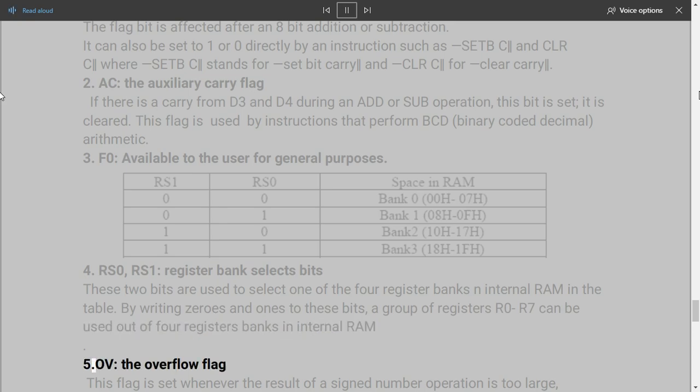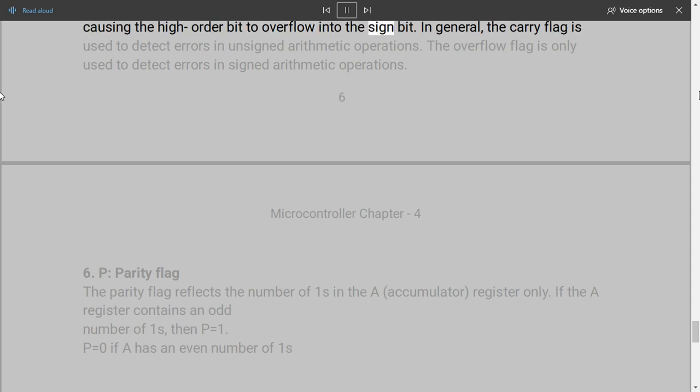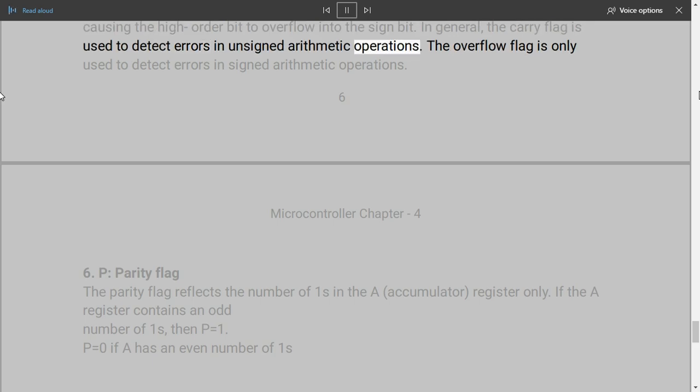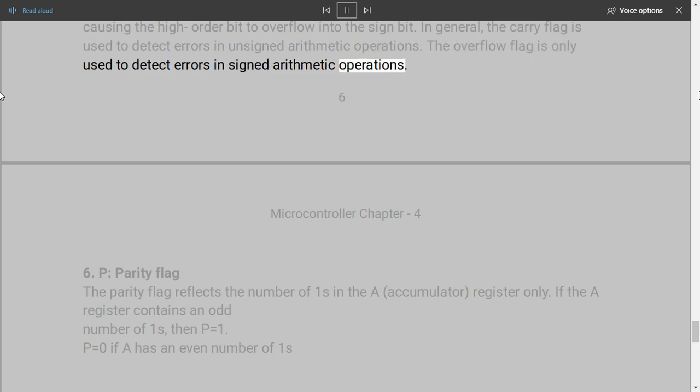5. OV, the overflow flag. This flag is set whenever the result of a signed number operation is too large, causing the high-order bit to overflow into the sign bit. In general, the carry flag is used to detect errors in unsigned arithmetic operations. The overflow flag is only used to detect errors in signed arithmetic operations. 6. P, parity flag. The parity flag reflects the number of ones in the A accumulator register only. If the A register contains an odd number of ones, then P equals 1. P equals 0 if A has an even number of ones.